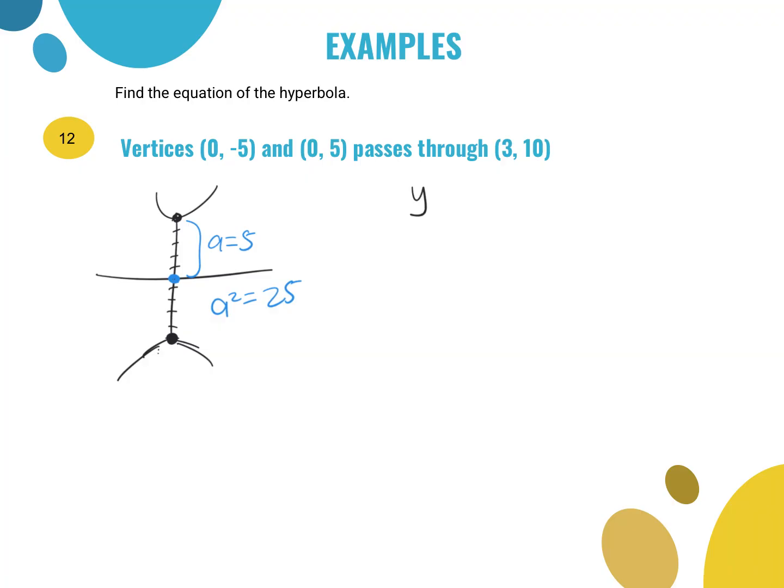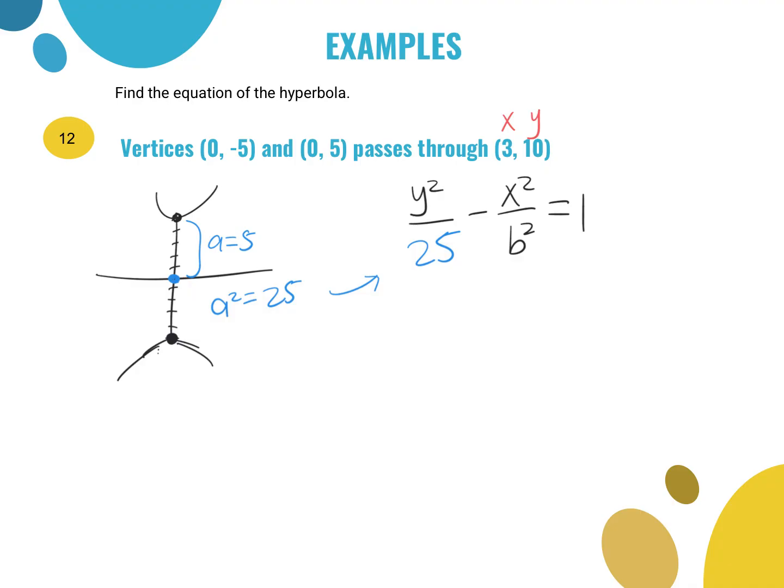Since it's up down, I know that y squared has to be first, so it's y squared over a squared minus x squared over b squared equals 1. So then I can go ahead and replace that a squared with 25. I have that it passes through 3, 10, so I know that that's going to be an x and a y. This is kind of an annoying one where you plug in your numbers and then solve a proportion.